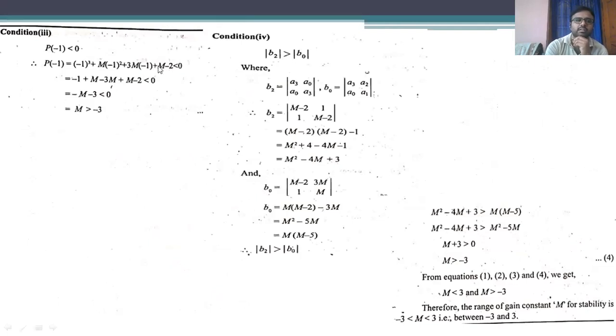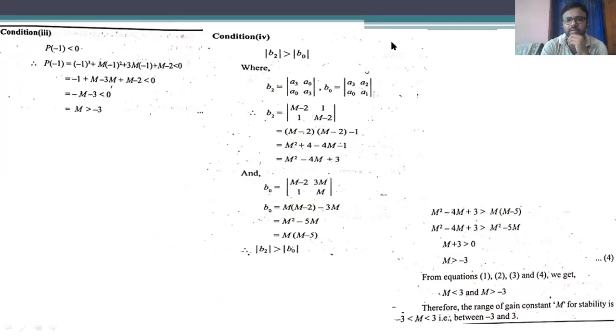The third condition to be satisfied is P of minus 1 should be less than 0. With the substitution of Z equal to minus 1, we get M should be greater than minus 3. And the fourth condition is that modulus of B2 should be greater than modulus of B0.